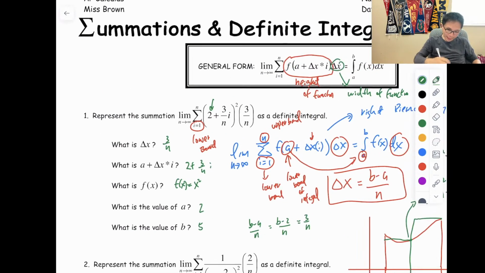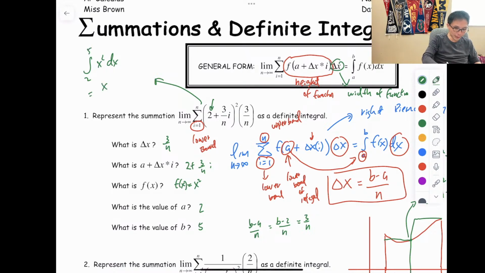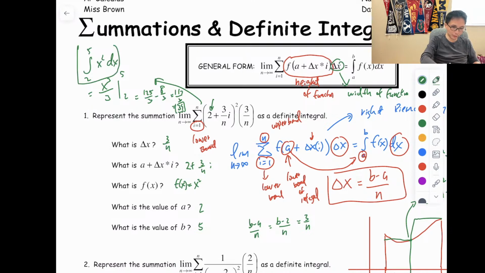So therefore, I can rewrite this. I can say that means the integral of x squared dx from 2 to 5. You can actually evaluate this: x cubed over 3 from 2 to 5. That's equal to 125 over 3 minus 8 over 3, which is 117 over 3, which is equal to 39. So the answer of the first one is 39, but they just want an integral, which is the integral representation of that.